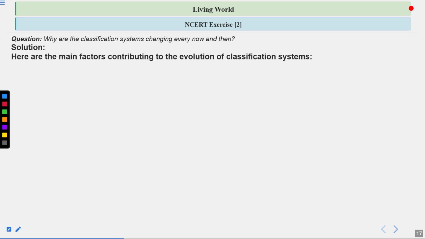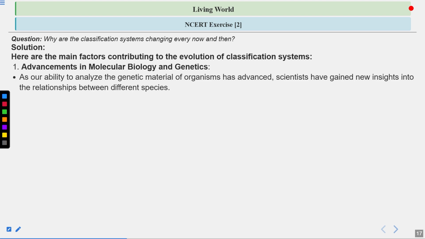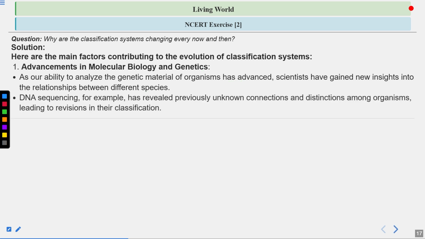Now, here are the main factors contributing to the evolution of the classification system. The first one is advancement in molecular biology and genetics. As our ability to analyze the genetic material of organisms has advanced, scientists have gained new insight into relationships between different species. We can now study these organisms at the genetic or molecular level. This means we are now able to better understand these species. DNA sequencing, for example, has revealed previously unknown connections and distinctions among organisms. Connection means similarities, distinction means dissimilarities among the organisms, leading to revision in their classification.